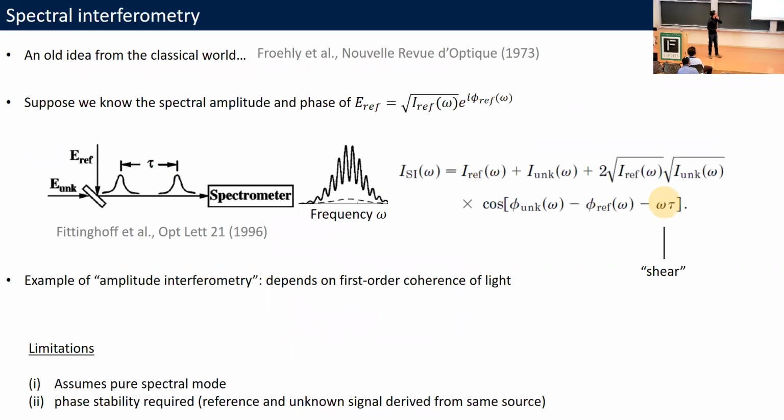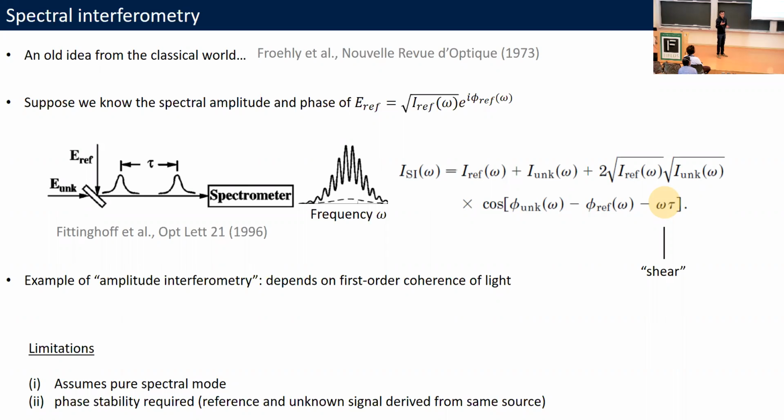And we can go to the classical world where there's a lot of great techniques already invented. And so there's this idea of spectral interferometry. So now we're going to assume we have a reference pulse. And everything I'm talking about here is classical for now. Okay, so we know the spectral intensity of the pulse, and we know its spectral phase a priori.